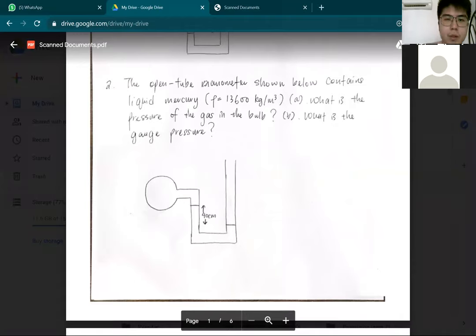Example two, the open tube manometer shown below contains liquid mercury. So what is the pressure of the gas in the bulb? And what is the gauge pressure? Great, so this is almost the same question as the one before.